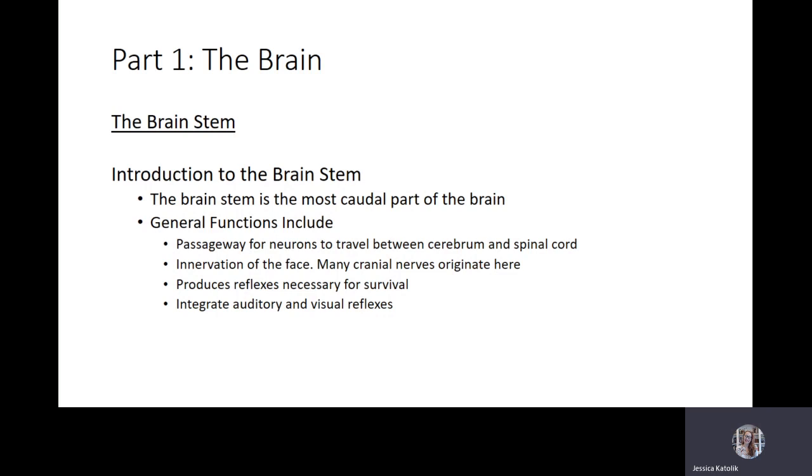Also, the brainstem is going to be responsible for necessary reflexes that are essential for survival. Things that control our heart, our blood pressure, and our breathing are all going to be located in the brainstem. And it also is going to integrate auditory and visual reflexes. So if there is a change in light, motion, or sound, our brainstem is going to allow our head to turn and turn our body in response to that change.